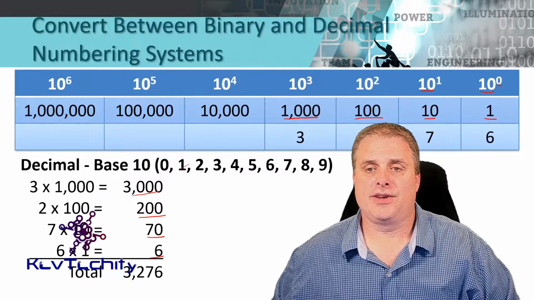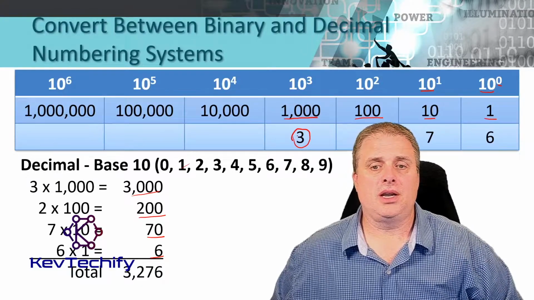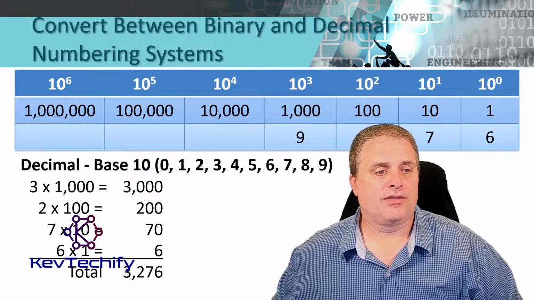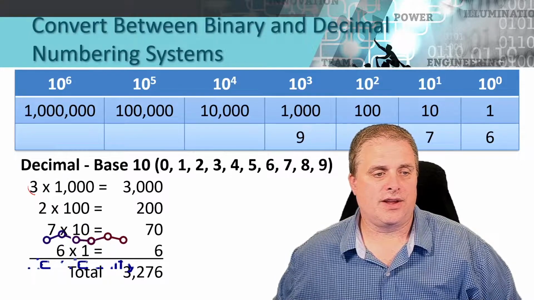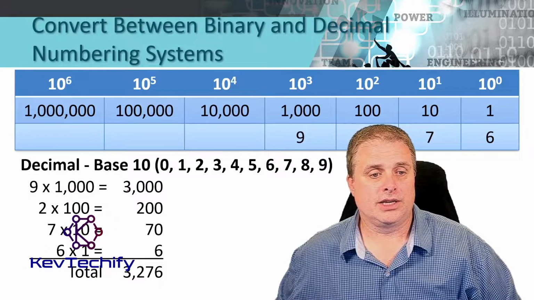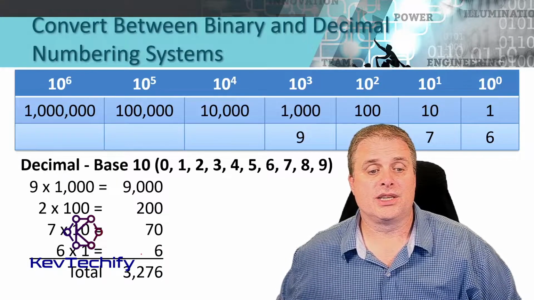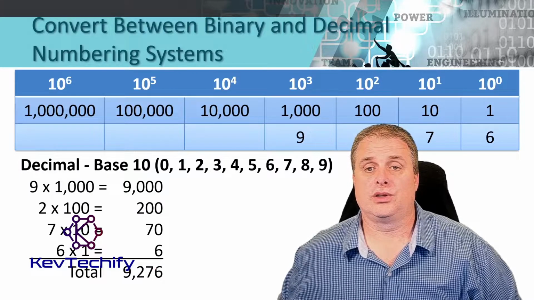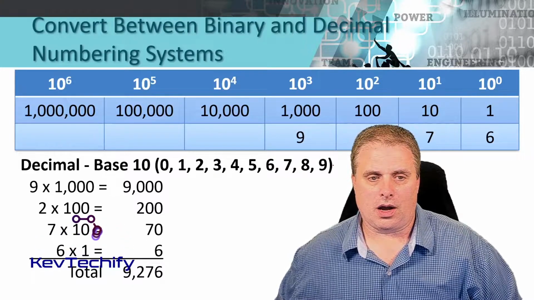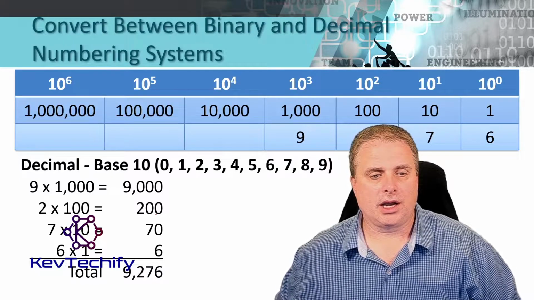Let's say we want to change the value here in the fourth column. We want to change this value here from a 3, we change it to a 9. If we do that, then we have to come over to our calculations. We have to change this value to a 9. That gives us 9 times 1,000. 9 times 1,000 gives us 9,000. Add this up, 9,000 plus 200 plus 70 plus 6. That gives us a total of 9,276. We can change the values in here as long as those values are in our base system, 0 through 9. We can then change it and we can come up with the new number.